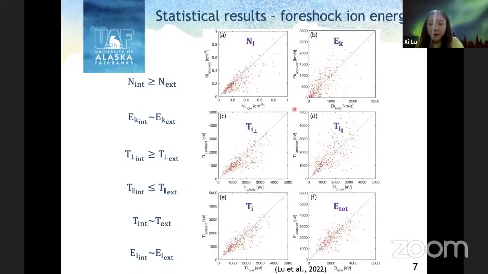It's clear that for most of our events, the Foreshock ions increase in the density holes. The bulk kinetic energies do not have a clear tendency. For thermal energy, which is represented by temperatures, we could see that the perpendicular temperature increases for most of our events, while the parallel temperatures show the opposite. So for some of our events, the Foreshock ions do contribute to the ion temperature increase. And density holes have almost the same total Foreshock ion energy as the background.